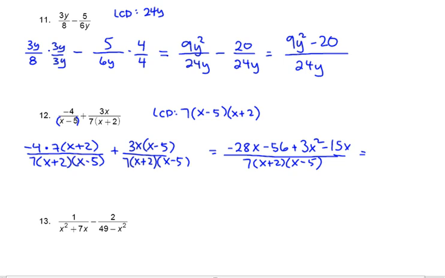So last, we just have to collect like terms. Okay, 3x squared, negative 15 minus 28. Help me. 43. Negative 43x minus 56. And don't forget to state NPVs. So NPVs, what are they? 5 and negative 2.